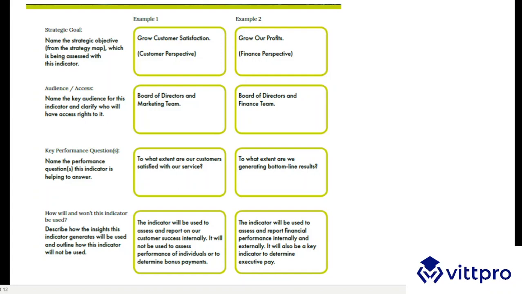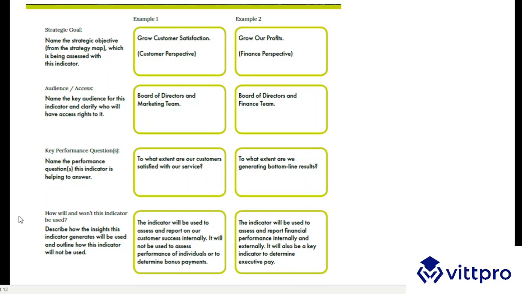But ultimately, it will come back to the same situation that you will have one strategy part and one is the numbers part. So let's say one of your strategic goals is to grow the customer satisfaction. Now the performance question which normally a manager will ask is, to what extent are our customers satisfied with our services. Now you ask the question, but how you are going to measure it?